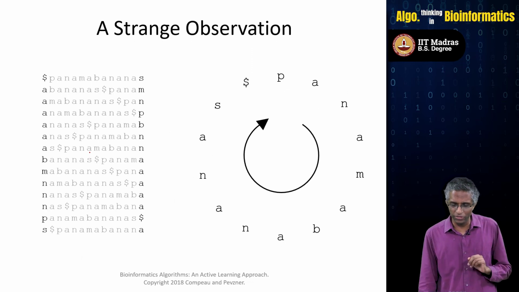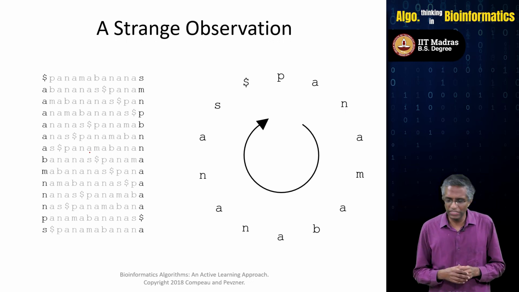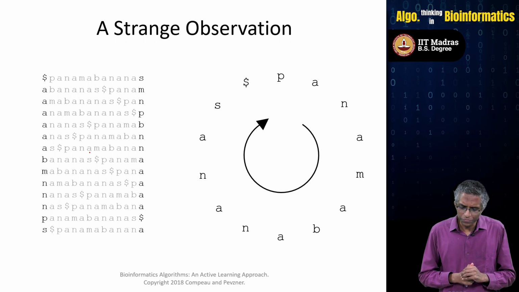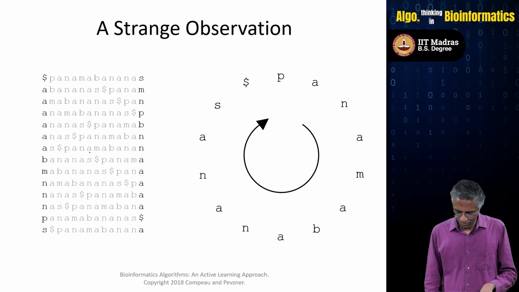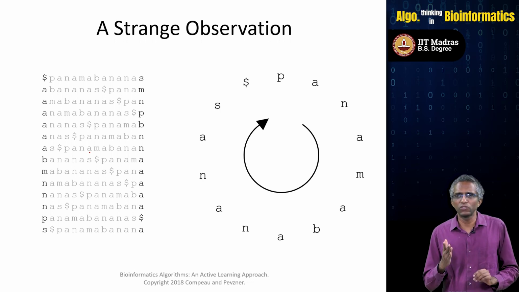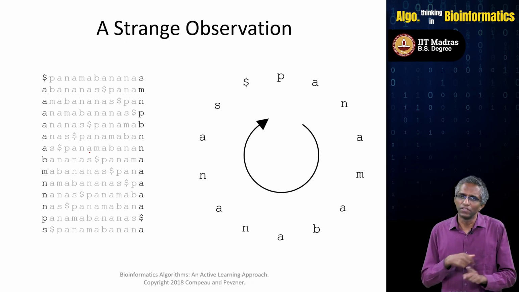And the strange observation is that we are going to relate the first column and the last column. The last column is where the magic happens, and the first column is also in some sense important in this more efficient way of inverting our BWT.